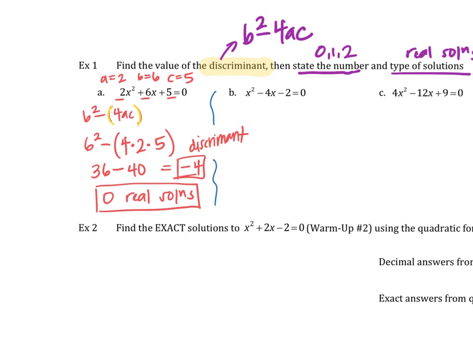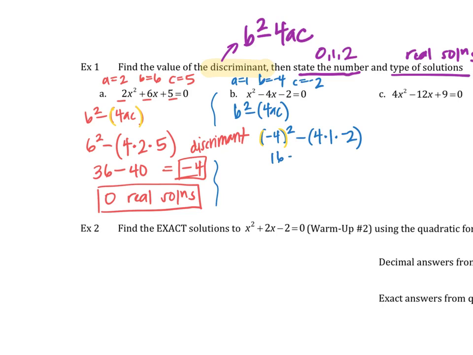Okay, so let's do this. A is 1, B is negative 4, and C is negative 2. So to calculate the discriminant, B squared minus 4AC. Okay, so we have B squared. Make sure we put the negative 4 squared in parentheses. Really important that we use parentheses. If not, you're going to have an error. Minus 4 times A times C. So we get 16 minus negative 8, which is going to equal positive 24.